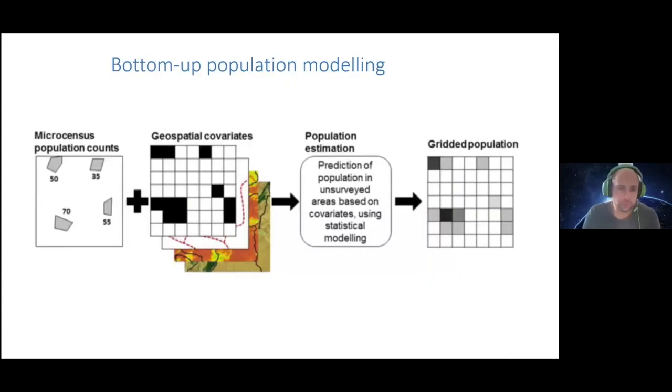So the other approach is bottom up, which is kind of the opposite. We have some small training data, some small areas that could be micro censuses or micro population counts, and then we build a machine learning model or geostatistical model using, again, geospatial covariates, and we extrapolate across a larger grid. So you don't need census data for that, but you need to have micro census data, which can be quite expensive or difficult to acquire. So there's a trade-off there on what you can do.